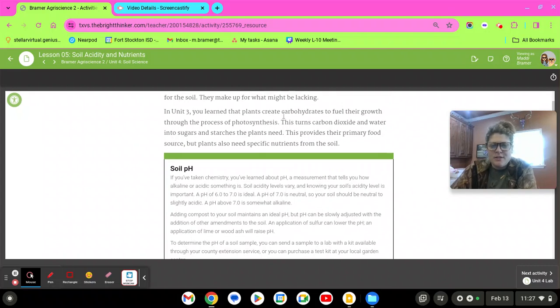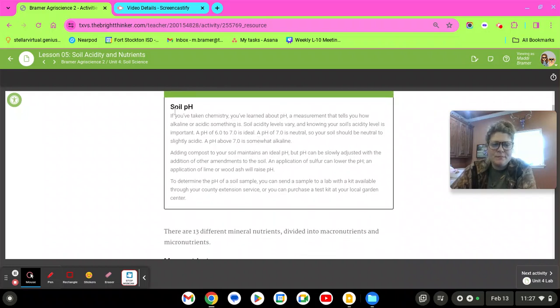So in Unit 3, you learned plants create carbs to fuel their growth. This turns carbon dioxide and water into sugars and starches, which provides their primary food source, but plants also need nutrients from the soil. So a good way to test this is by testing the soil pH. You probably know water is tested for its pH, but soil is as well. So soil acidity levels vary, and knowing the level is important.